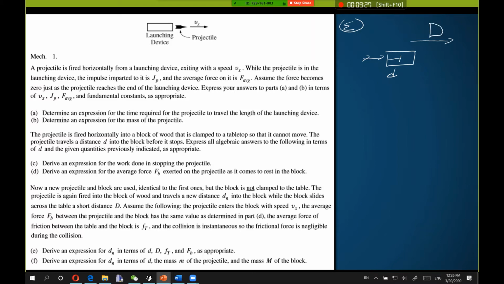Yeah, so they're gonna collide. It's eventually gonna stick into it, but there is a point where the projectile is still moving inside the block, even as the block is sliding on the table. Okay, so let's start with energy. What's happening with our energy?